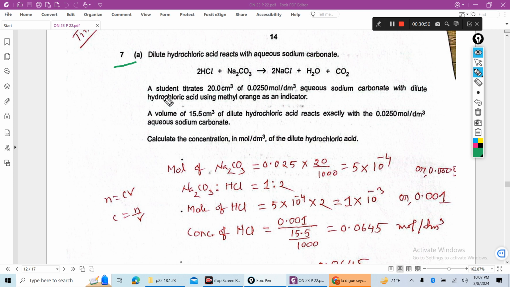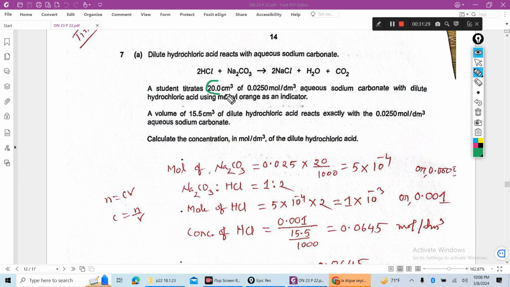Number 7, dilute hydrochloric acid reacts with sodium carbonate. Acid reacts with carbonate to give salt, carbon dioxide plus water. Now a student does a titration of 20 cm³ of 0.02 mol per dm³ aqueous sodium carbonate with dilute hydrochloric acid using methyl orange indicator.